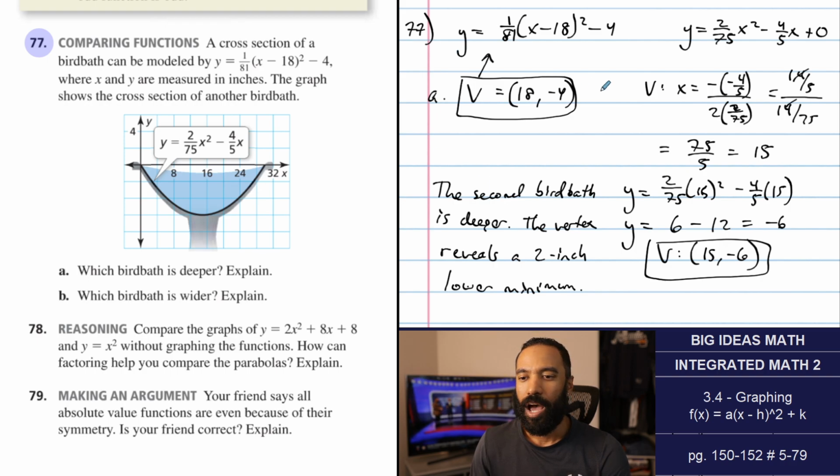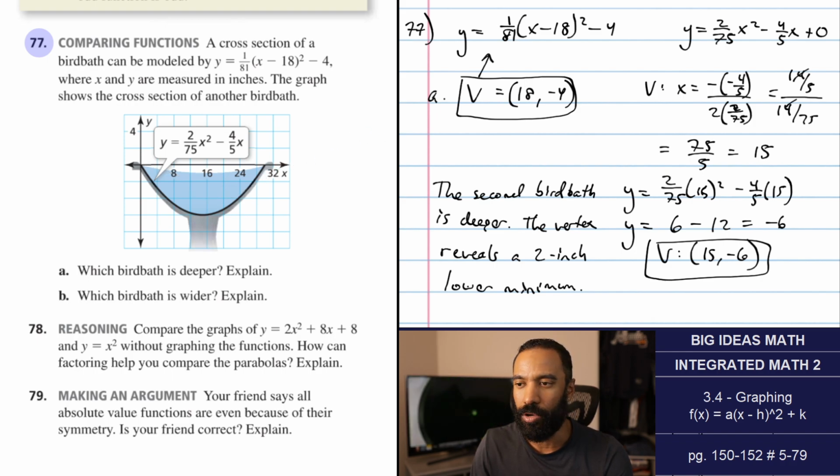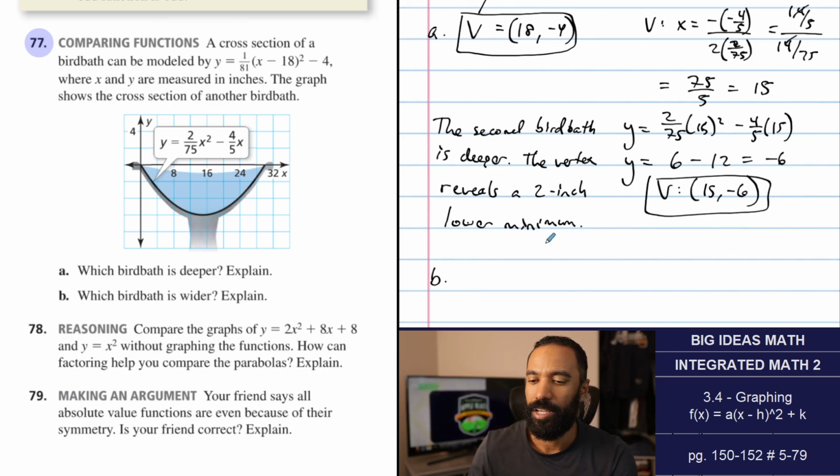Which one's wider? This one has a vertex at 18, -4. That 18 means they kind of have that same birdbath-ish kind of thing, but it hits 18 right there. Oh, and -4 though, right? So 18 kind of like there, and then it goes back up there to complete it. So it goes wider out. It's going to go 36 inches out. So the first birdbath is wider.